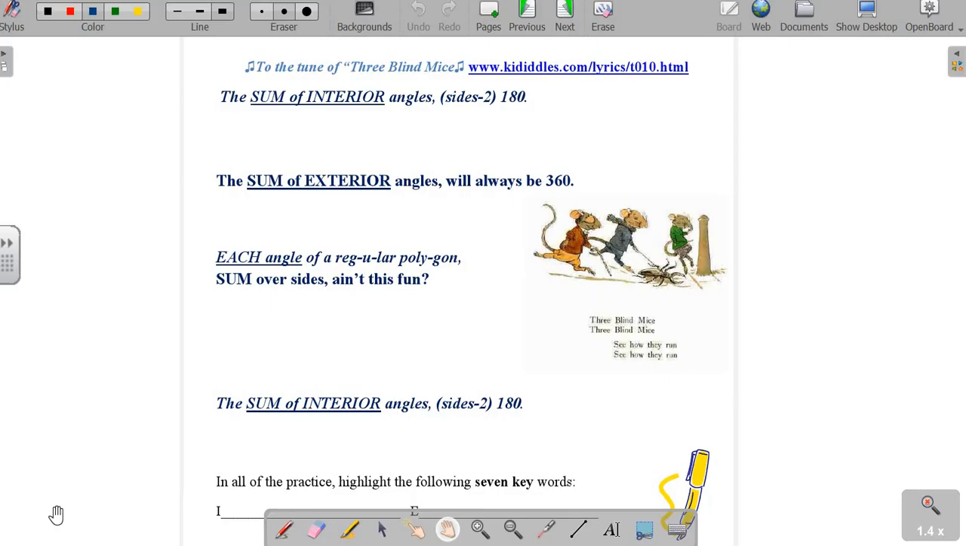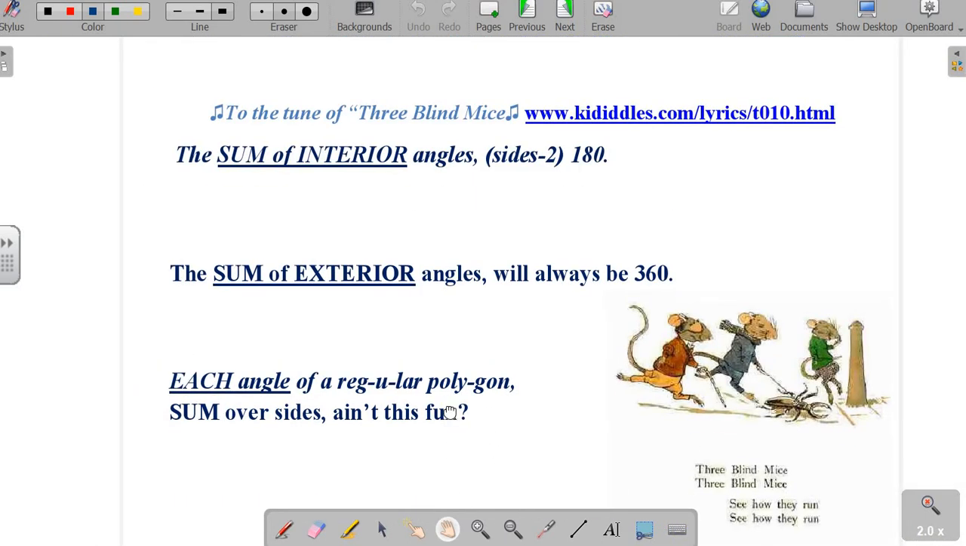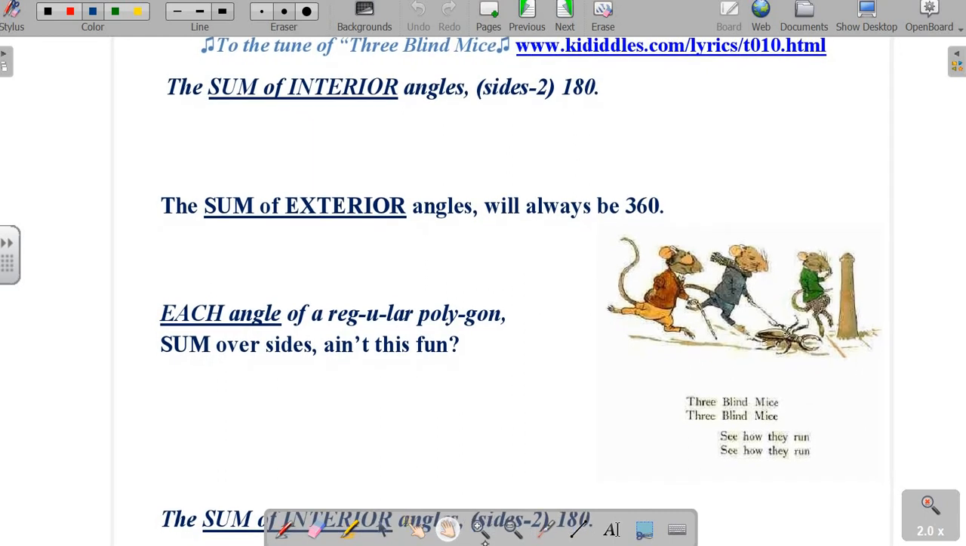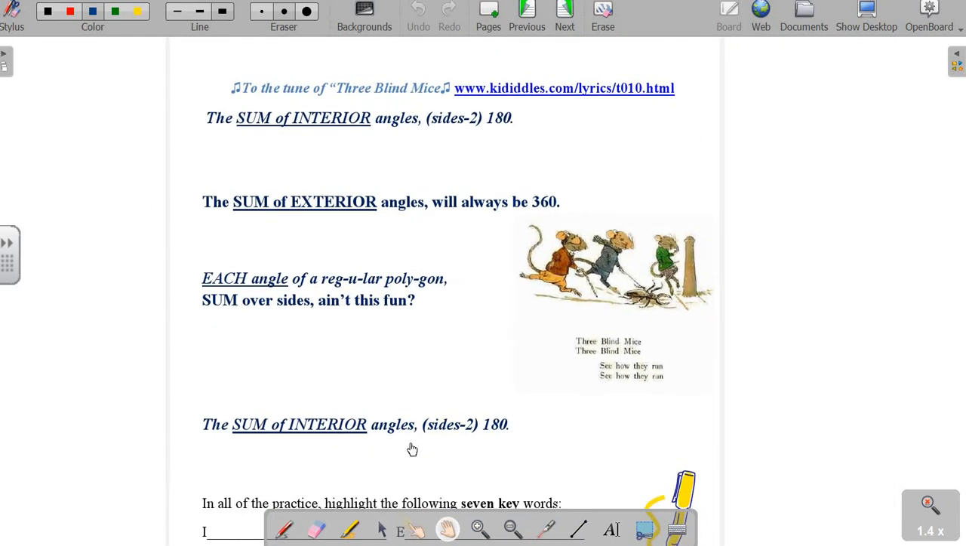Okay, you got the tune stuck in your head? I hope so. My tune will not be as lovely as that. I'm not the best of singers, but you are going to learn to sing this with me. First, we're just going to say it.